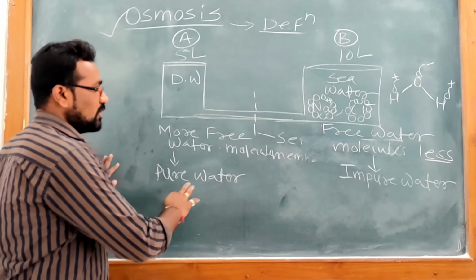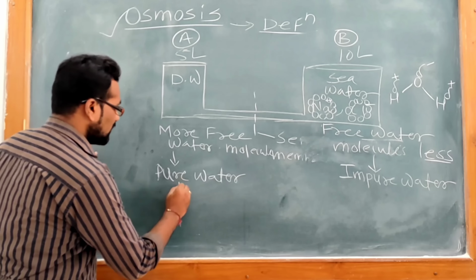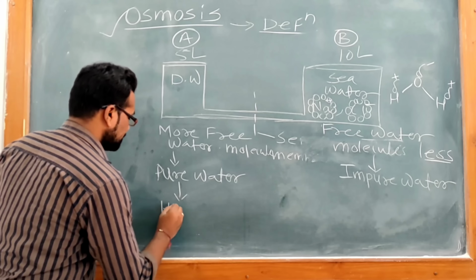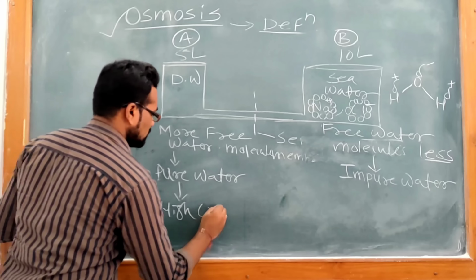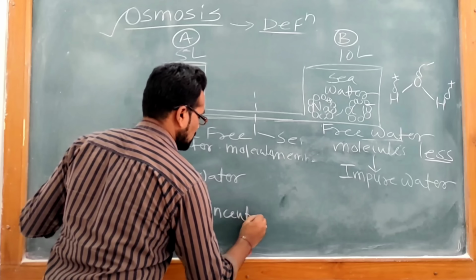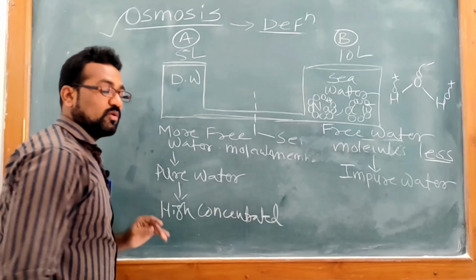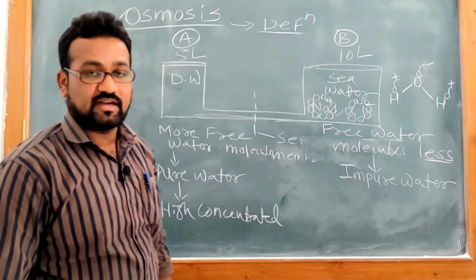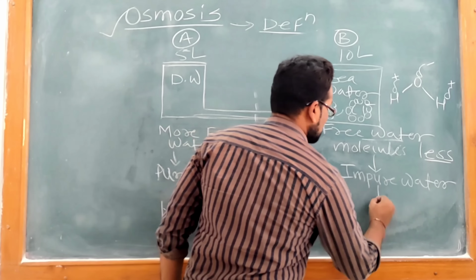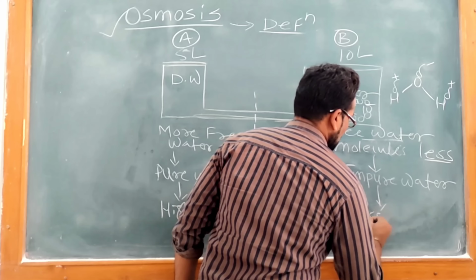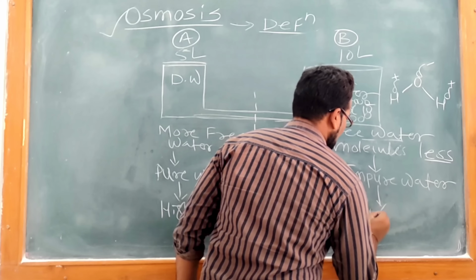So we have pure water and impure water. Pure water is known as high concentrated water, and impure water is known as low concentrated water.